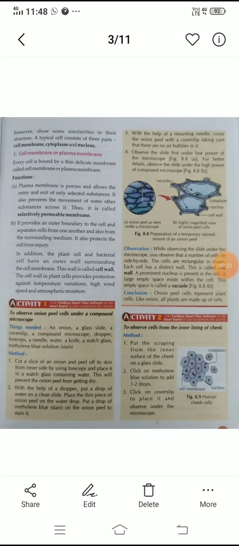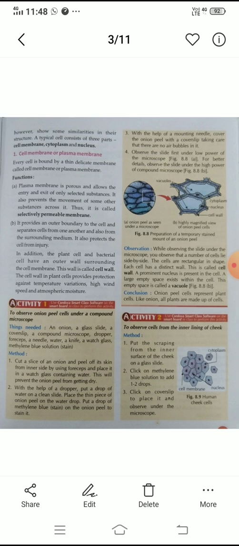Good morning, class 8th. Let's continue with chapter 8, cell structure and functions. Our topic is the cell, the basic structure of life. Today we are going to discuss the parts of a cell. A cell has mainly three parts: cell membrane, cytoplasm and nucleus.